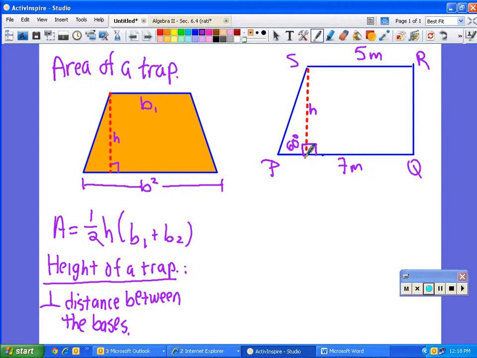Okay, what did I create by drawing that height? A square? Not a square. What else might it be if not a square? A rectangle. Well, it could be a square, but it may not be a square. But what do we know about the length from here to here?